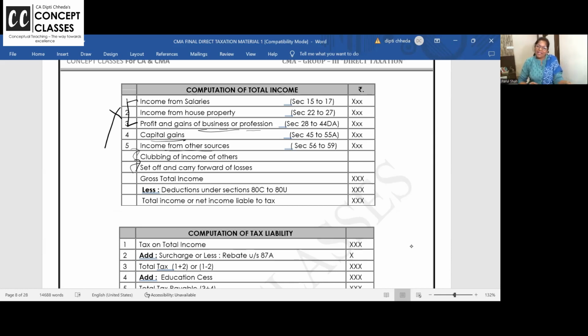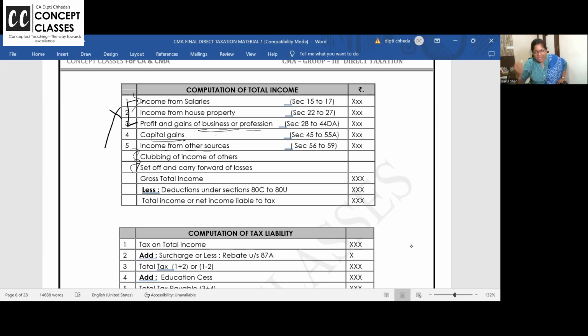Anyway, if you are an employee or doing business, this is just a logic for you all to remember. Business losses can be set off against house property, yes. Capital gain, yes. Other sources, yes. Business loss cannot be set off against salary income. Ma'am, reverse? Don't ask reverse.